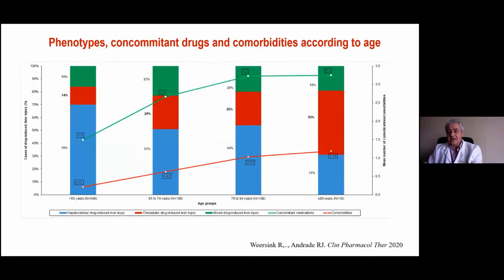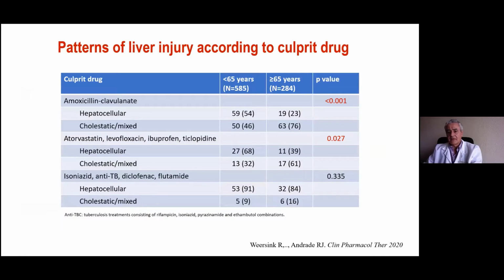And interestingly, this was regardless of the group. For example, in red is the cholestatic phenotype, which accounted for 50% of all cases in this very old group of DILI patients, older than 85 years. And you can see that this was adjusted by the number of comorbidities and the number of co-medications. So this is a net effect of age on the phenotypical expression of DILI.